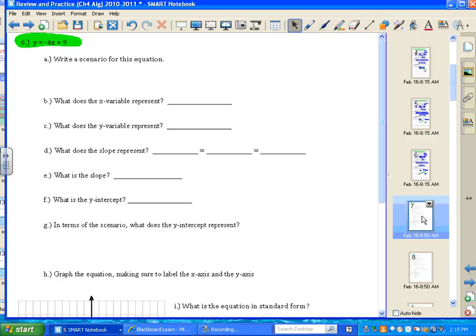All right, so Kevin, in your scenario, what's X? What's Y? What does your slope represent? Change of Y over change of X. Good. -4 hamburgers over 1 second, and then you could have -4 over 1. So here's your slope, -4 over 1.